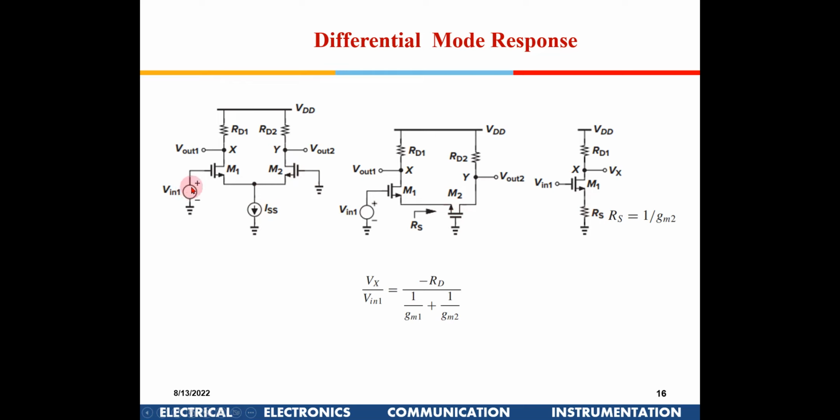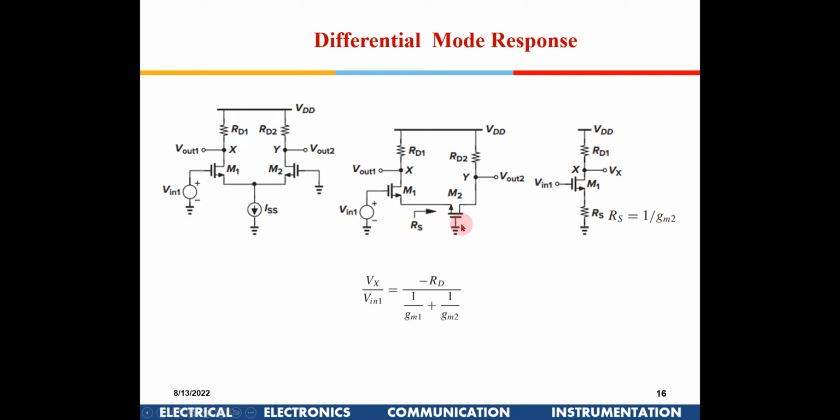I am giving only a signal here and trying to find out what will be the voltage at Vx and Vy because of this signal. So I have given a differential signal out here. So this is RD. Now what is the resistance as seen into the source of this NMOS transistor? It is 1 by Gm. We did this in the last class.